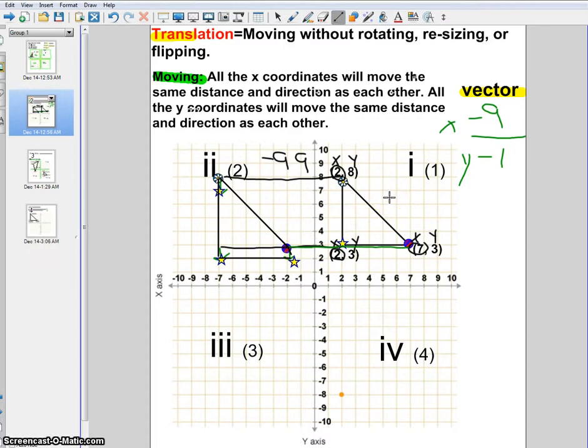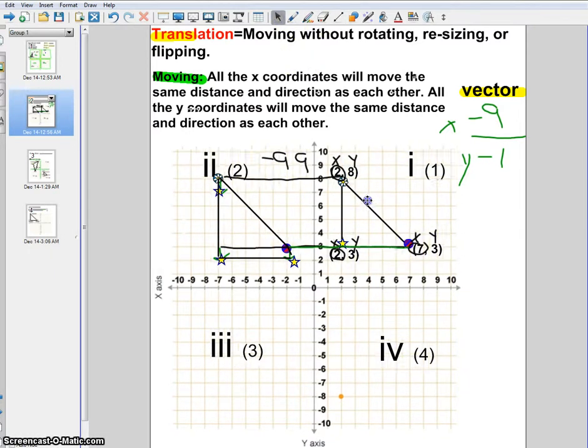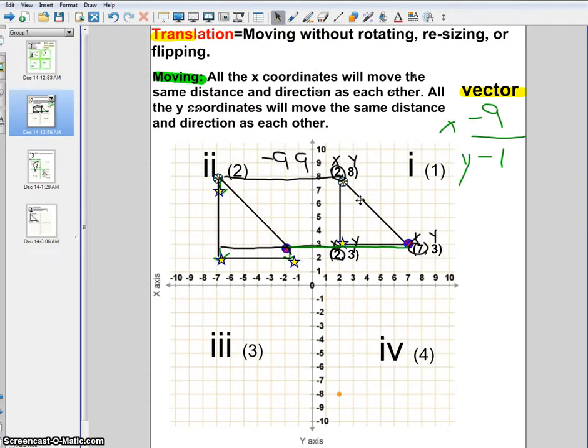Our last video will be on reflections. Just look at this definition once again. Translating is moving without rotating, resizing, or flipping. Notice this did not rotate or resize or flip. It just moved. And, you know, I can move this triangle. Well, it's stuck on the grid, but I can move it. I could translate it this way, across quadrant 1 to quadrant 3. I could translate from quadrant 1 to quadrant 2, from quadrant 1 to quadrant 4, from 2 to 4, from 3 to 4. As long as it's not rotating, resizing, or flipping, and I'm just moving it.